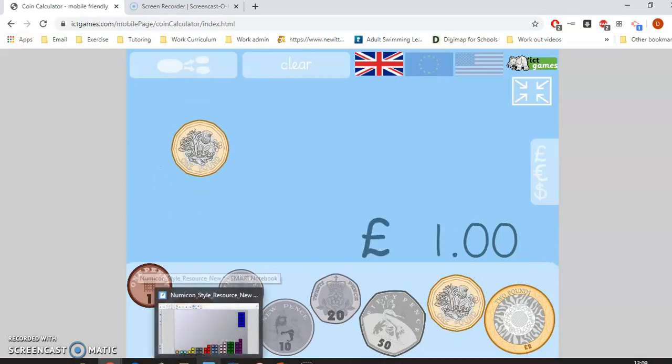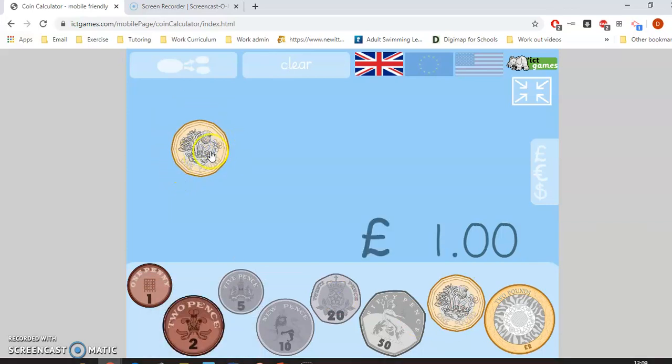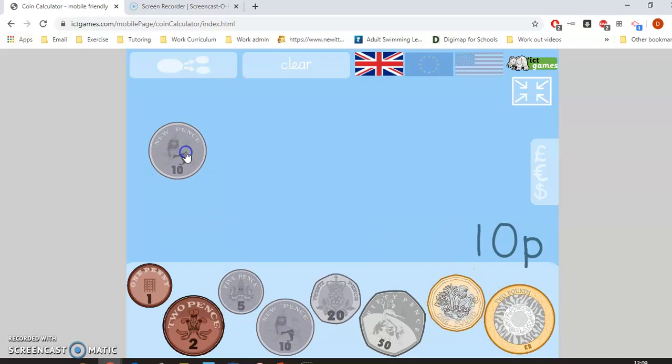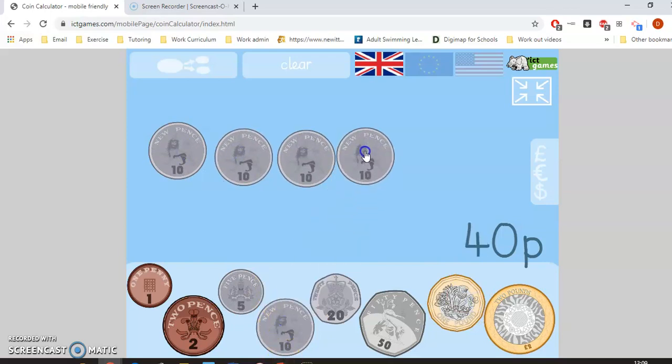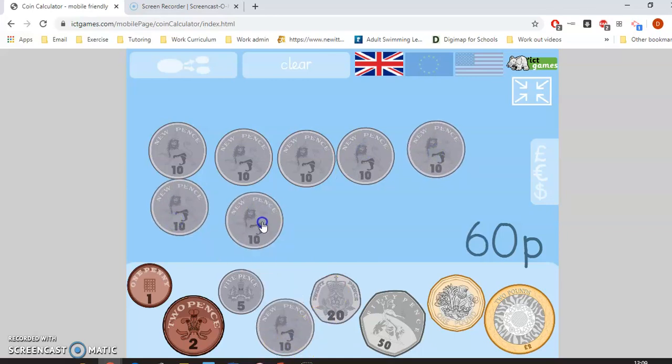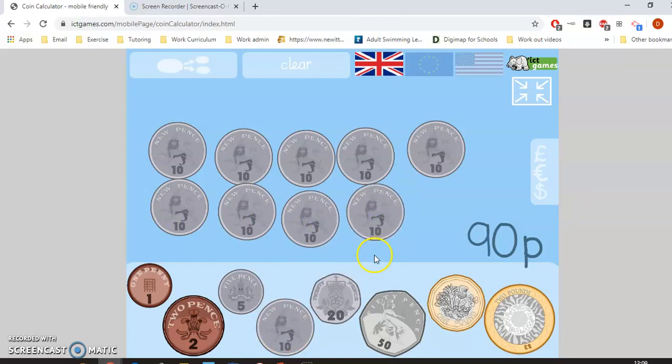What's a bit tricky when we are using money is our pound is worth the same as 10 10p. Let's do some counting. 10, 20, 30, 40, 50, 60, 70, 80, 90, and we'd normally go up to 100 next, but with money we can either say 100p or £1. So that's our little bit of revision there.